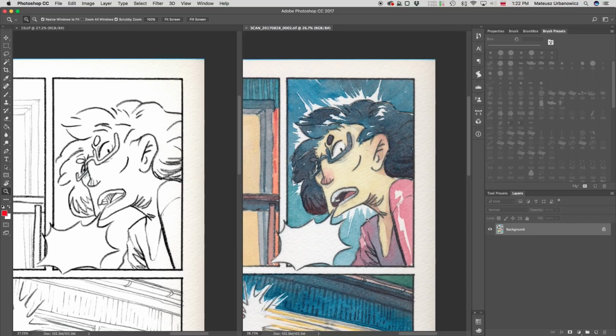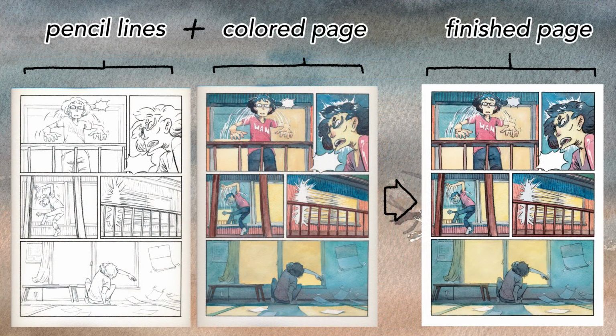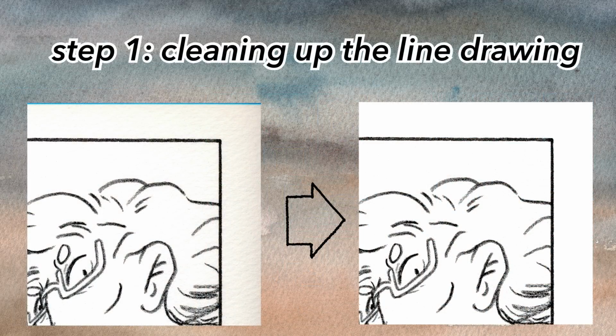The first thing is that I have two files for each page. One file is a scan of the pencil lines before I colored them, and the second one is the page after I colored it with watercolors. I combine them in Photoshop to get a page with nice visible pencil lines. But the first step is cleaning the lines.